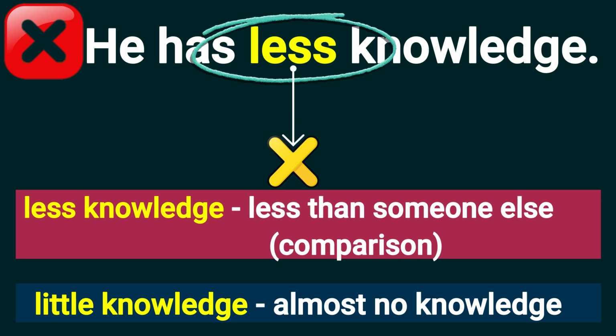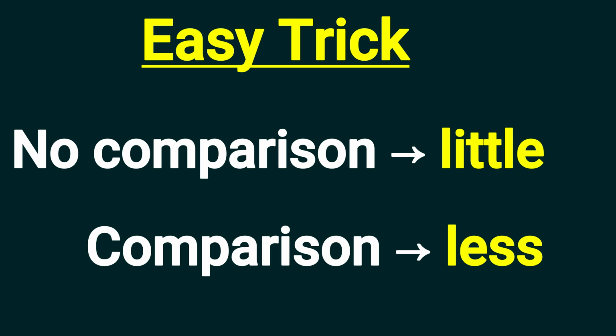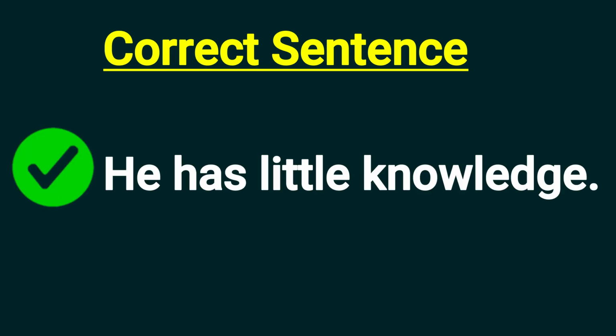So an easy trick to remember is, for the case of no comparison always use little, for comparison always use less. So the correct sentence is, he has little knowledge. Number 4.